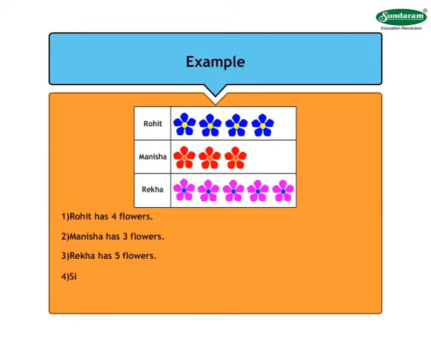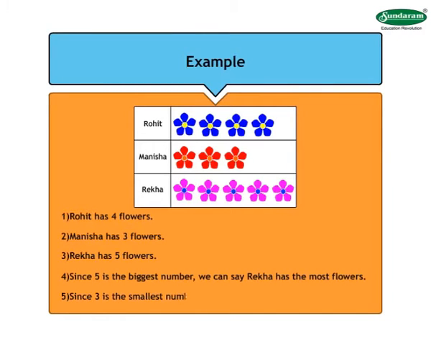4. Since 5 is the biggest number, we can say that Rekha has the most flowers. And since 3 is the smallest number, we can say that Manisha has the least flowers.